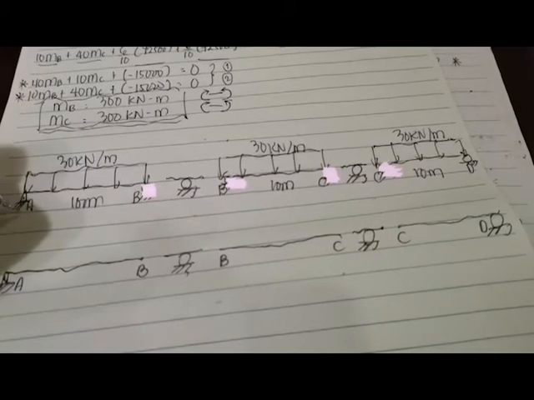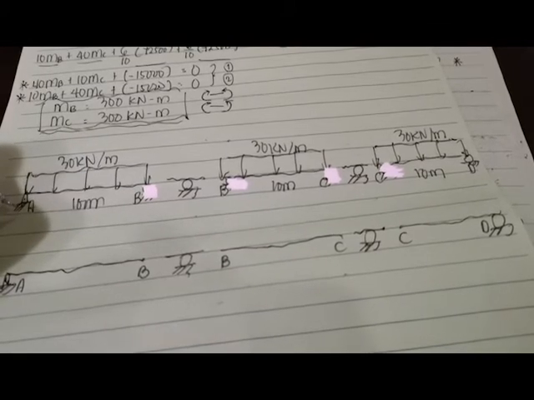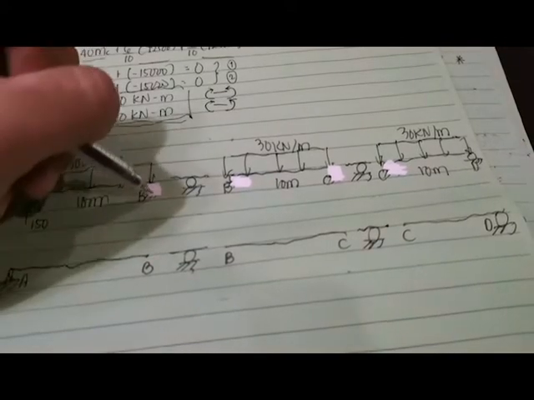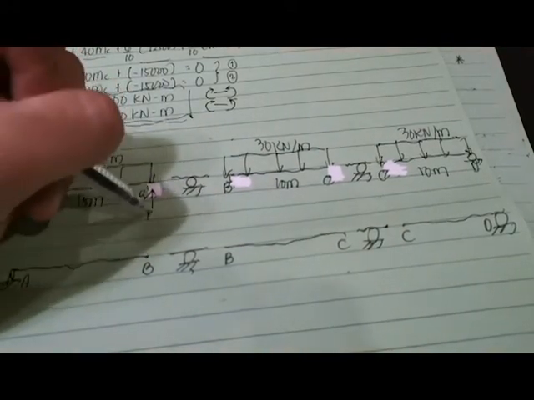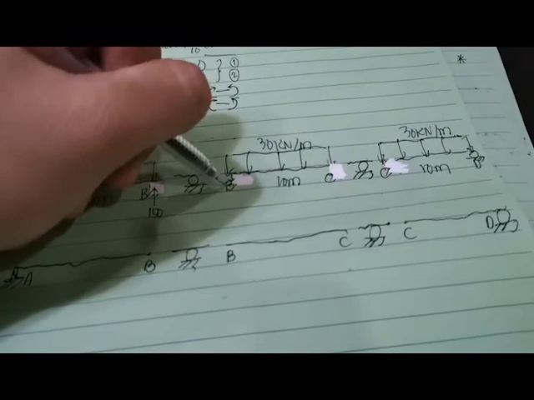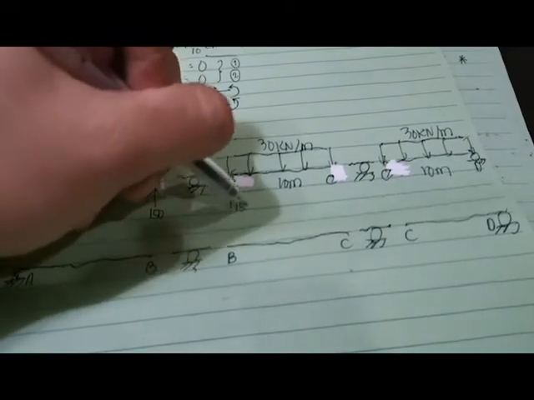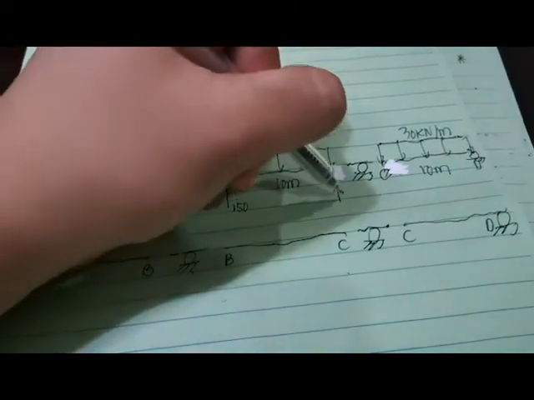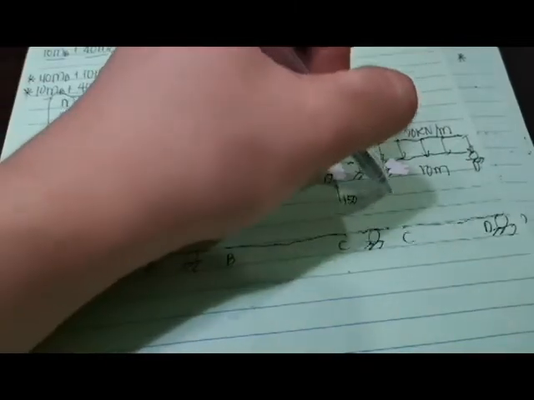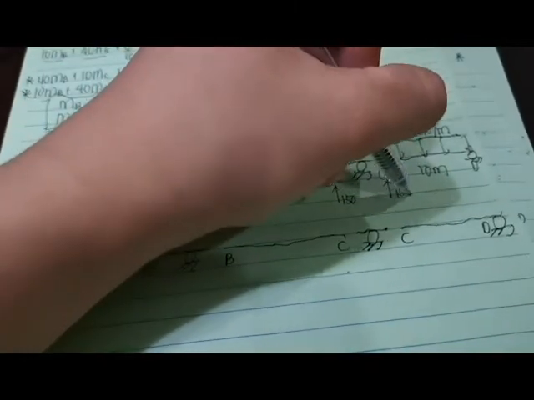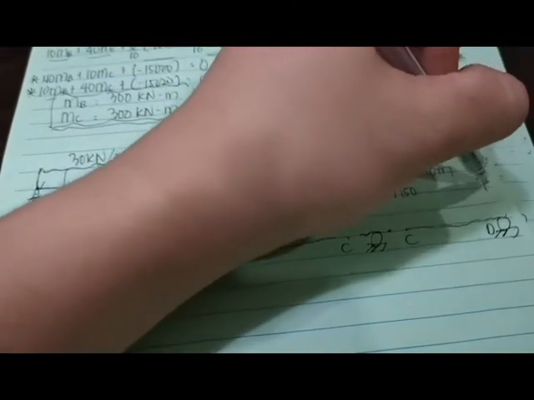These are all assumed to be simply supported beams. This is 150, this is 150, this is 150, this is 150.